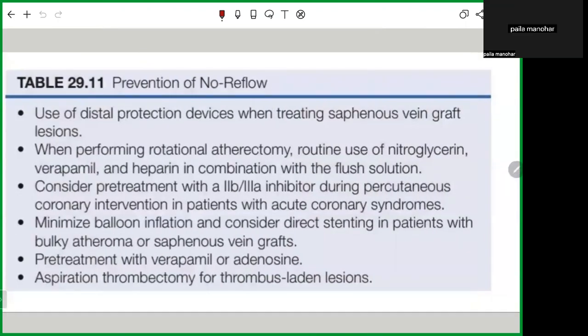For prevention in saphenous vein grafts, you have to use a distal protection device. The trial is the SAFER trial. While performing rotational therapy, you should additionally use nitroglycerin, verapamil, and heparin in combination with the flush solution. Consider pre-treatment with GP2B3A inhibitors during PCI in patients with acute coronary syndromes. Minimize the balloon inflation.